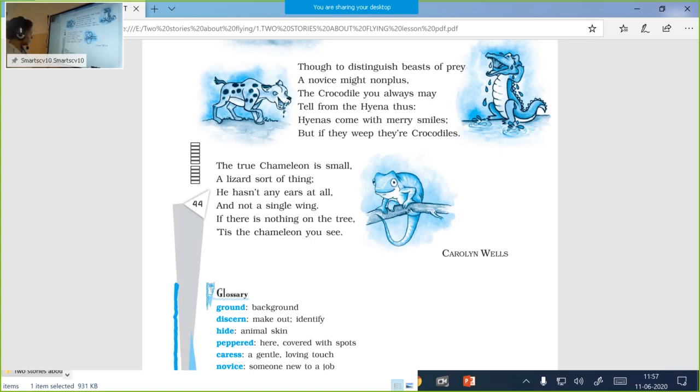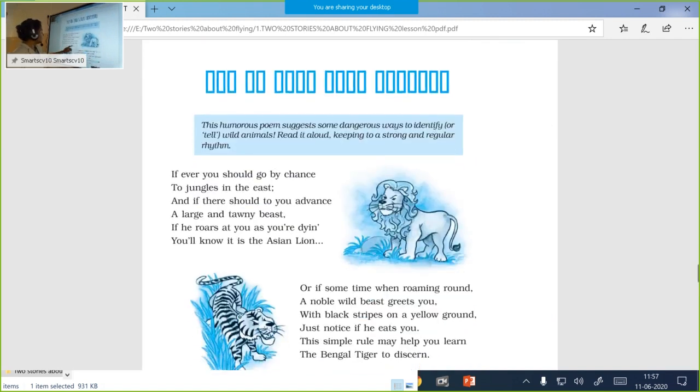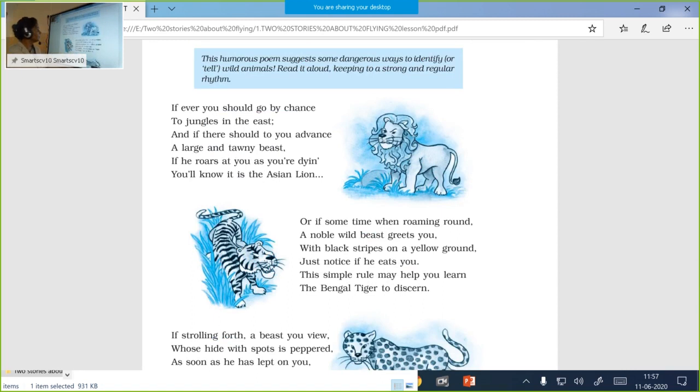chameleon. So Carolyn Wells comes up with techniques that you can use to identify wild animals. And of course, you know that they are dangerous ones. And as I told in the beginning, this is a humorous poem, just meant for fun. Let us go through the poem once more.